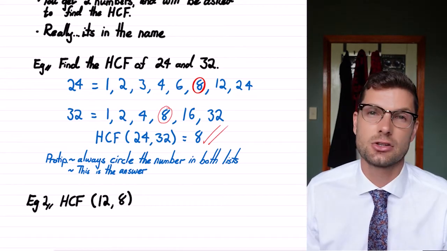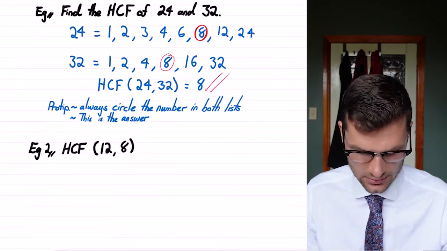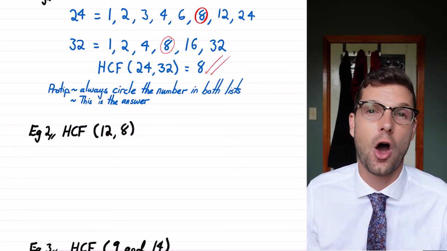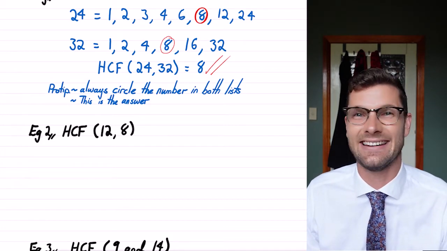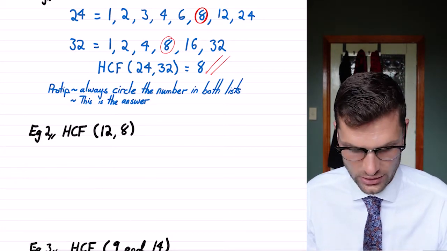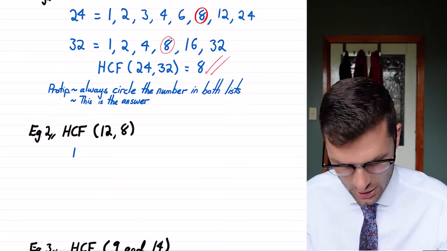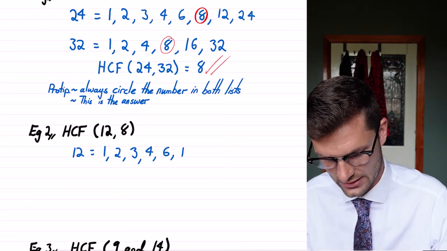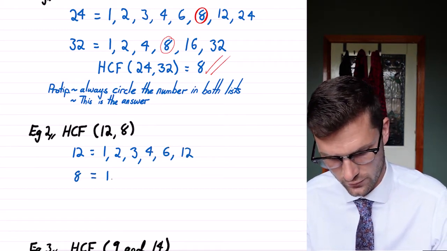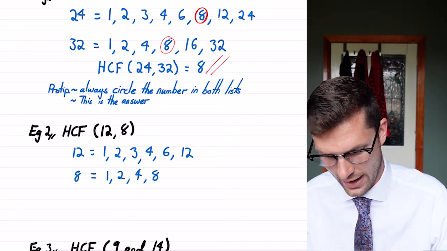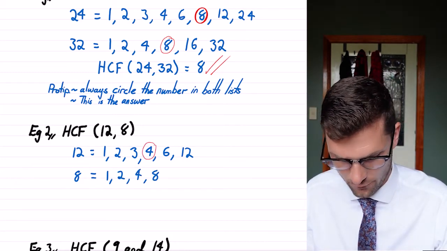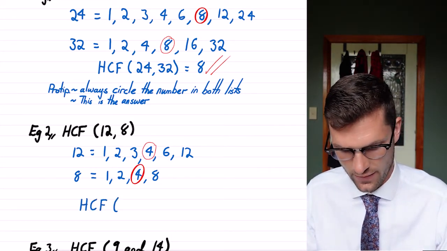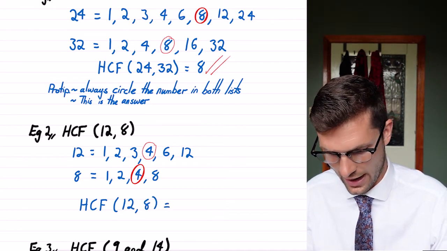Okay? So the questions that could be asked will look like how we wrote that answer. In this second example, it's asking us to find the highest common factor between 12 and 8. It doesn't matter that the 12's bigger, right? We're just looking for in between these two numbers. So for 12, we've got 1, 2, 3, 4, 6, and 12. And for 8, we've got 1, 2, 4, and 8. Very clearly, we can see that 4 is the biggest number that's in both of these lists. So that is our highest common factor between 12 and 8.